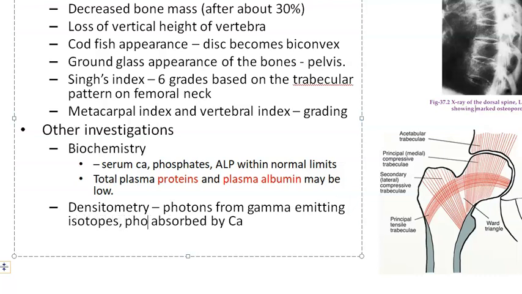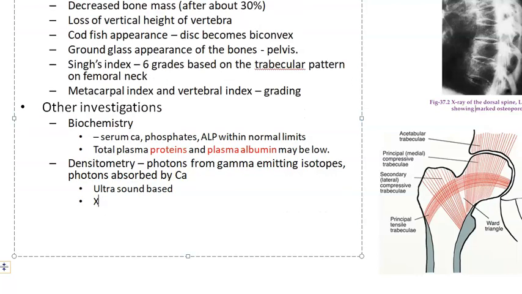So these photons are absorbed by bone calcium, and then you can know how much is absorbed, then you will know the bone density. There are two types of bone densitometers available. You have ultrasound based, and then you have X-ray based. For X-ray based, you have DEXA scan. For bone densitometry, you can order a DEXA scan.